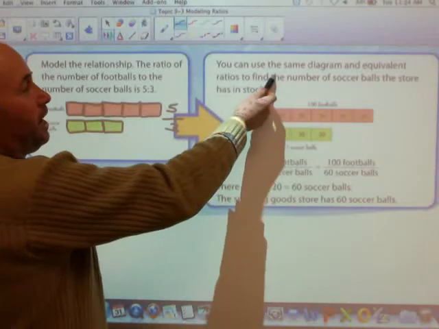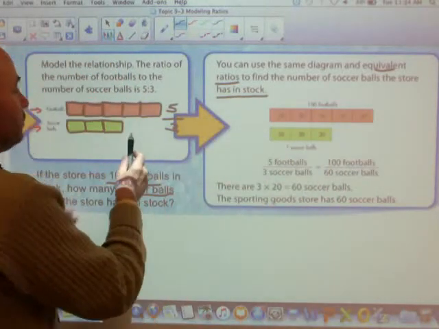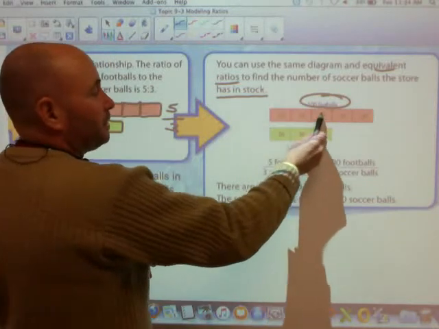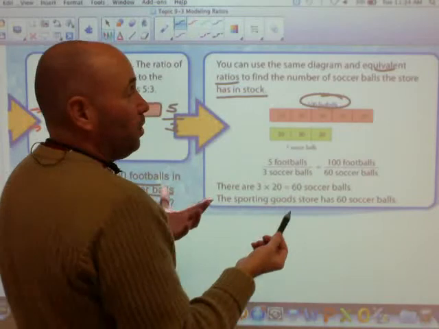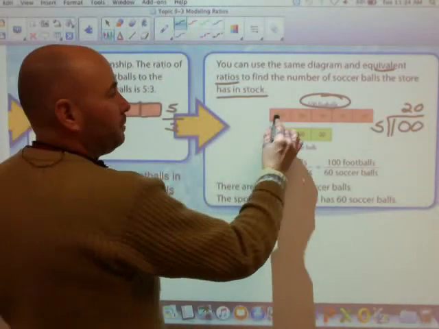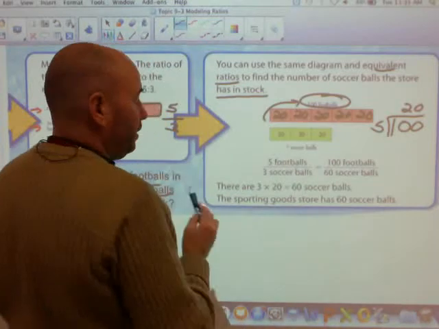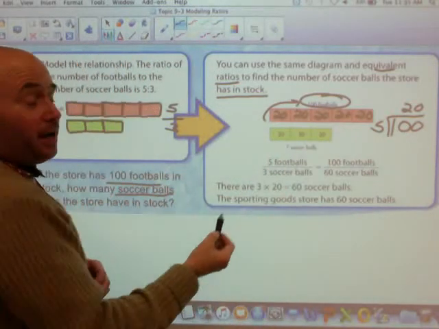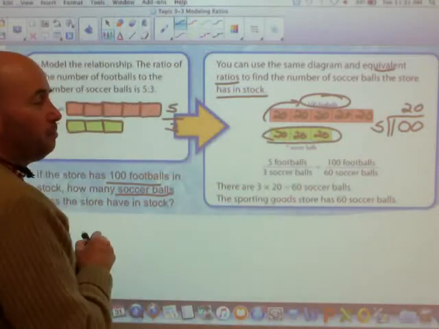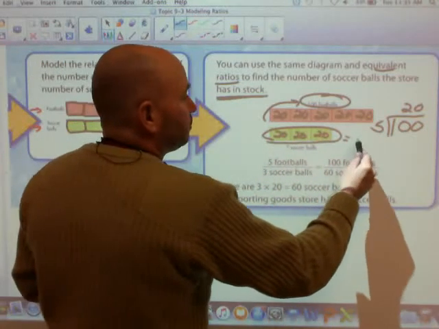Well, you can use the same diagram and equivalent ratios to find the number of soccer balls the store has in stock. So you take these diagrams over here, and remember, our goal is to get 100 footballs. This 5 would be proportional to 100. So right away, you could think, okay, 100 divided by 5 is 20. So I'm going to put 20 in each of these rectangles, and they will add up to 100. If I put 20 in those rectangles, I'll need to put 20 in these rectangles as well. And then once I add those up, it will tell me how many soccer balls are in stock. And of course, this is just a matter of doing 3 times 20, which equals 60.